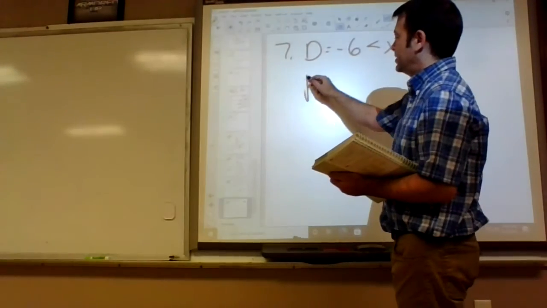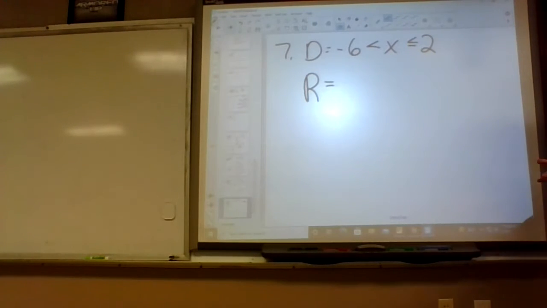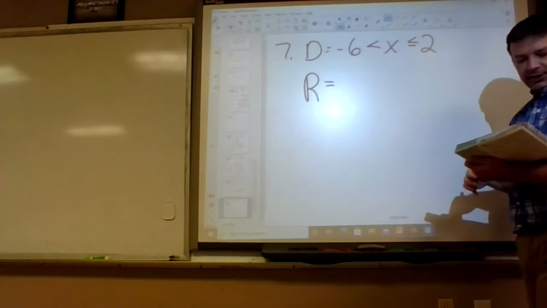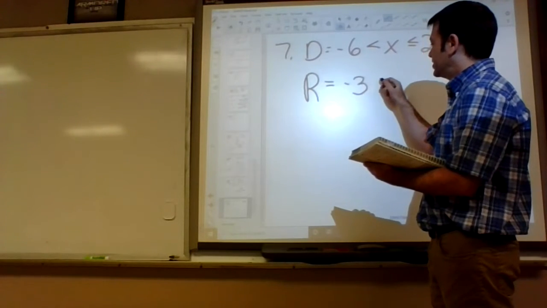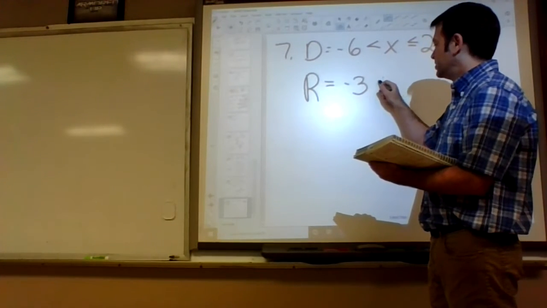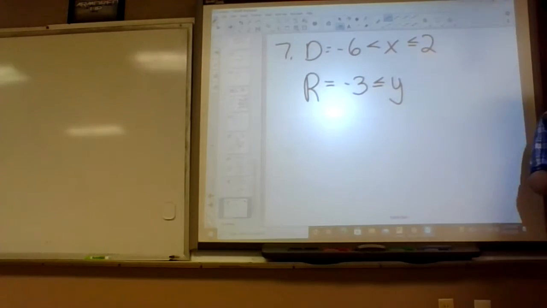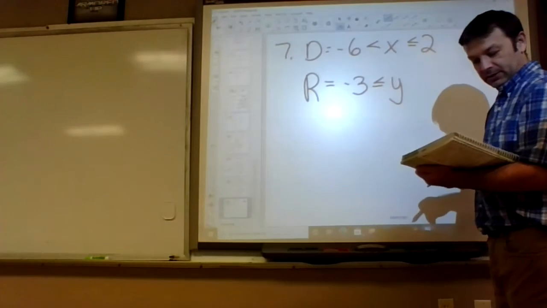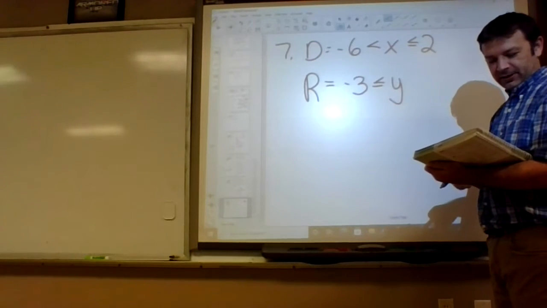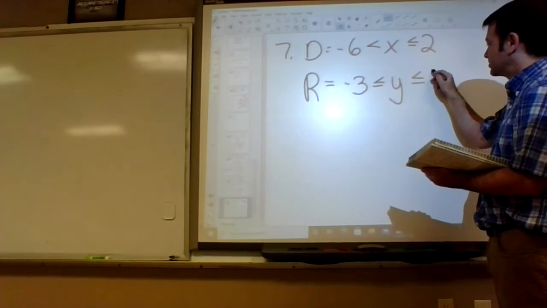The range is kind of the same thing, but range is y value, so it goes from down to up. The smallest y value is -3. Is -3 included? Yes, because it's hitting the line at -3. What's the largest y value? How high does it go? 6? Yeah, it is 6. Is 6 included? Yes.